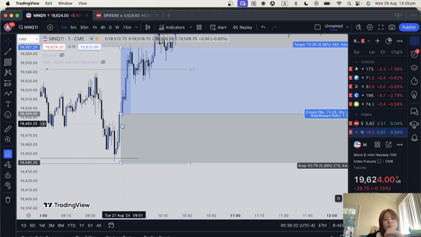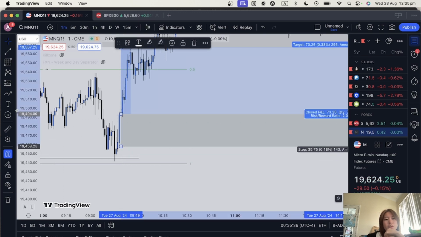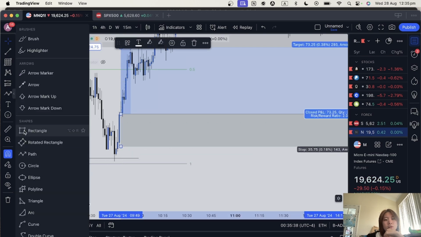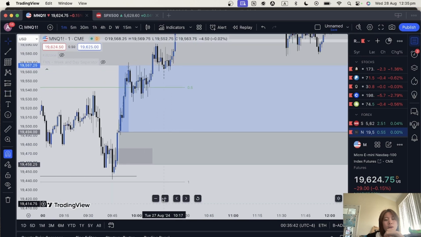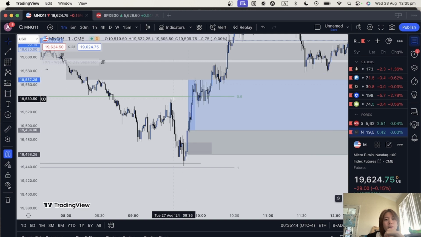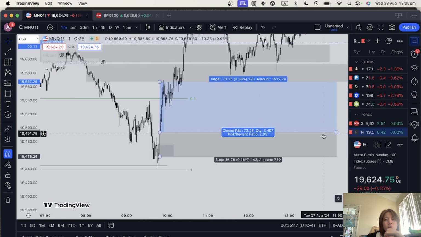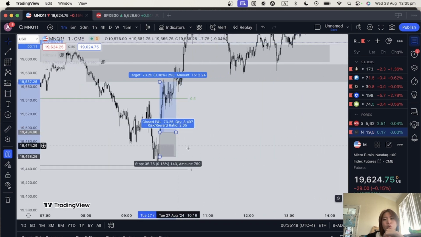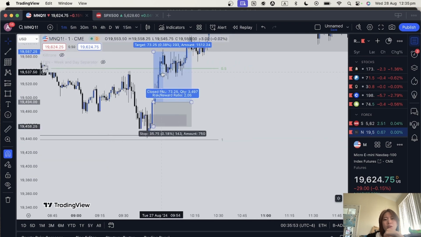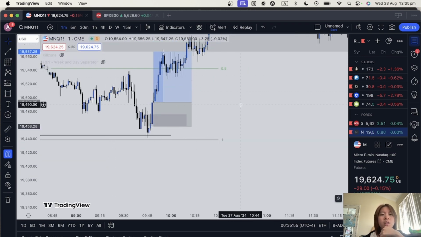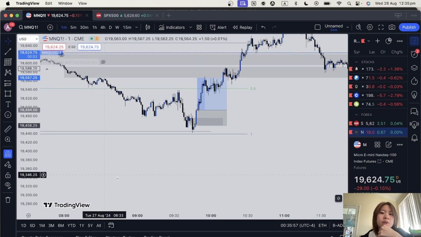So I took that long there, and I put my stops below this, right here, and I targeted that. Overall it was like a 1 to 2, and that is my full trade. It actually went up a lot faster than I expected. It went up in literally like 5 minutes or something. So that was just a quick scalp that I took.